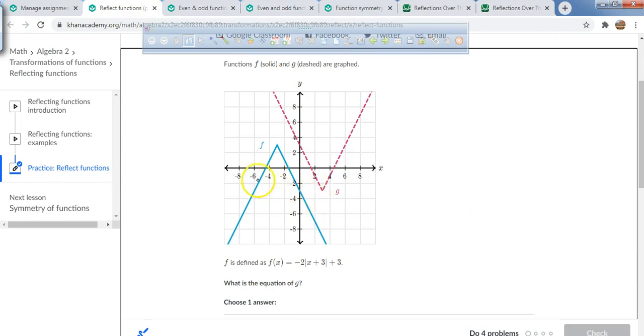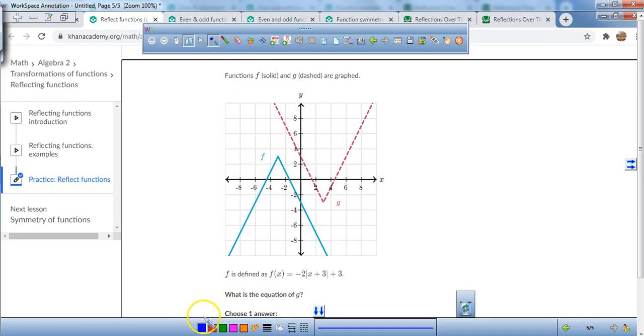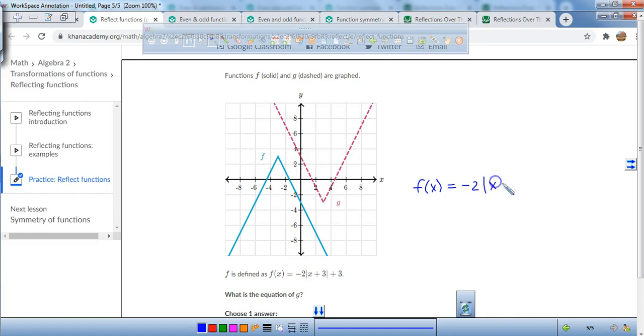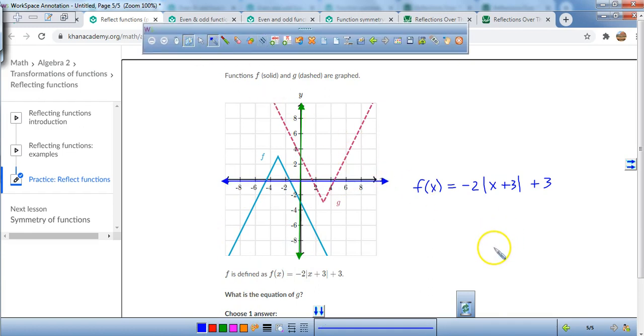All right, so if I take this function right here, we'll call it f of x. And there's the function right there. So I have f of x equals -2 times absolute value of x plus 3 plus 3. It looks like it's reflected across the y-axis and the x-axis. Both things are happening right here. So it's definitely going across the y-axis, but it's also definitely going across the x-axis. So there's two things that are happening. So you know what we're going to do?